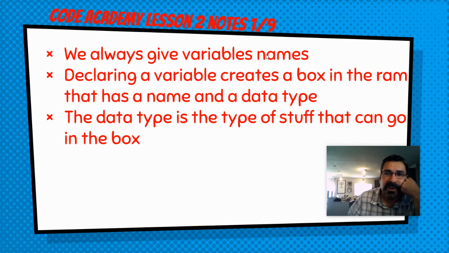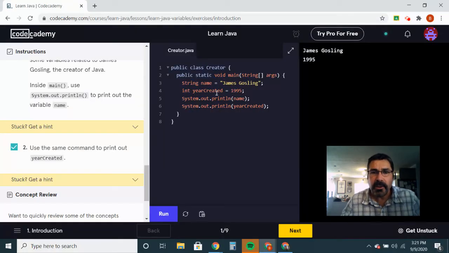Okay, so now let's take a look at the notes here. We always give variables names, such as name and year created. Declaring a variable creates a box in the RAM that has a name and a data type. Okay, so we'll talk about that in a second. The data type is the type of stuff that can go into the box. So if we take a look back at this, the data type of this one is string. The only thing that can go into the box called name is letters, or characters sort of things, right? This is an integer data type, and the only thing that can go into our box named year created is whole numbers. And you can see that's what we've done.